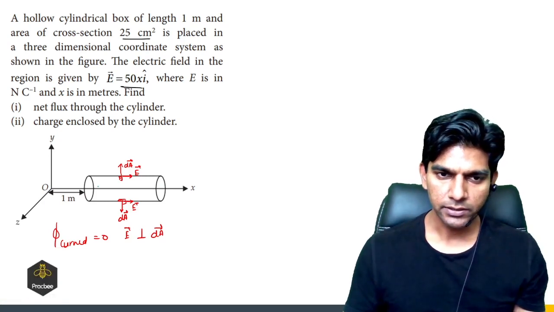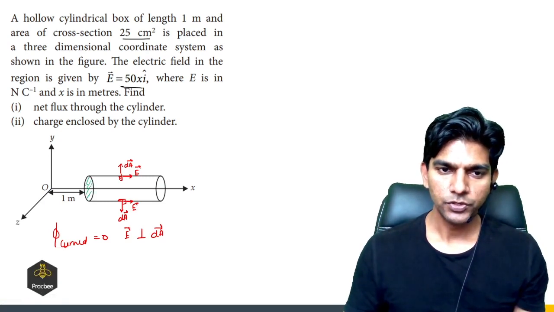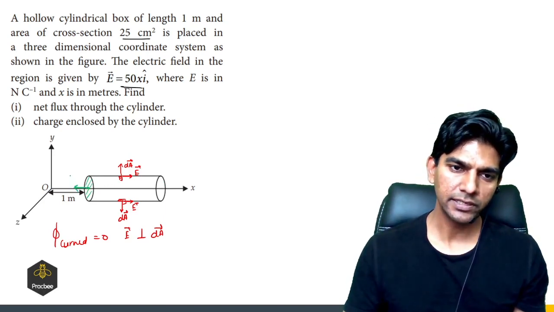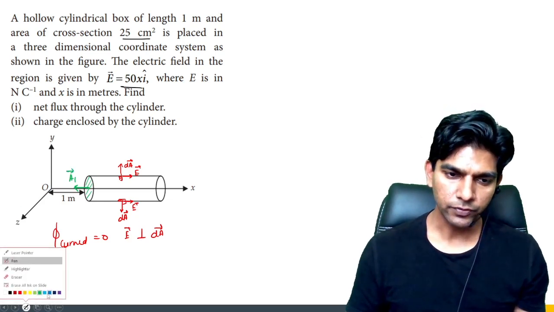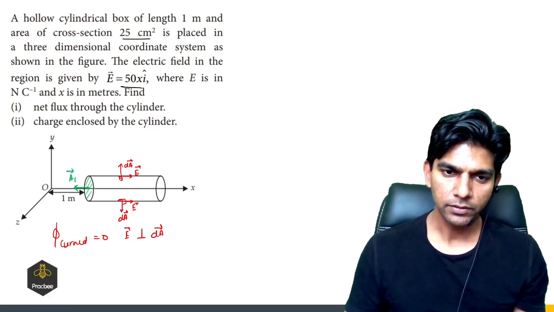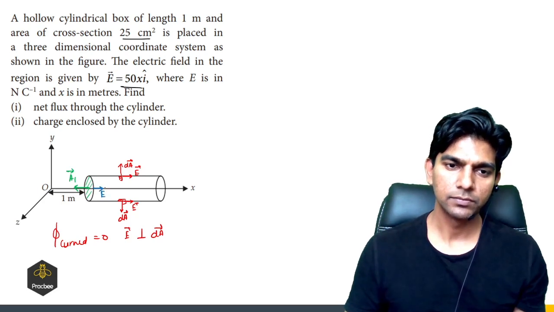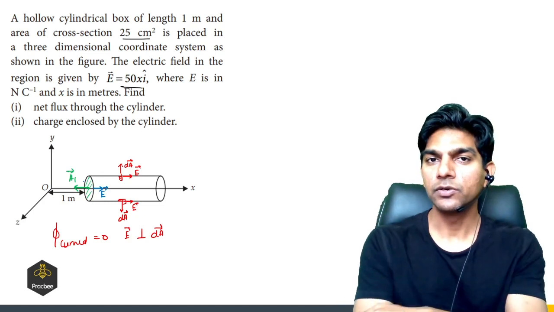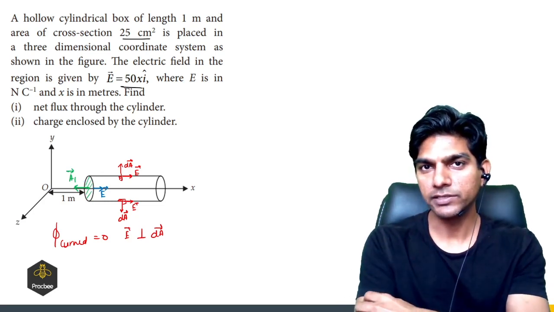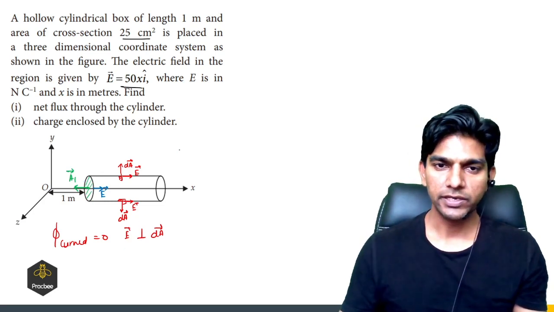So if I consider this left one, we know that the outward normal will be in the negative x direction. So this is, let us say, A1, which is pointing in the negative x direction. The electric field will be in the positive x direction. And at this area, the x coordinate is the same. What is the value of the x coordinate? It is 1 meter.